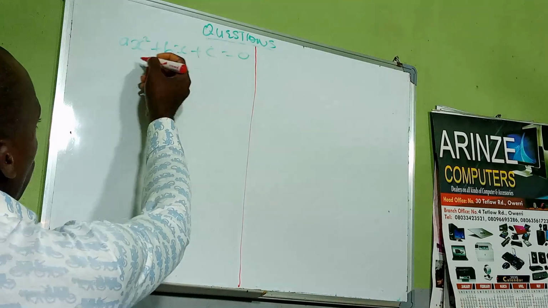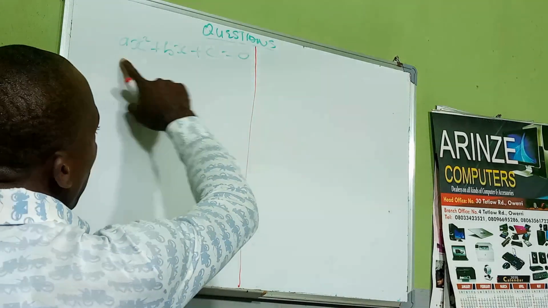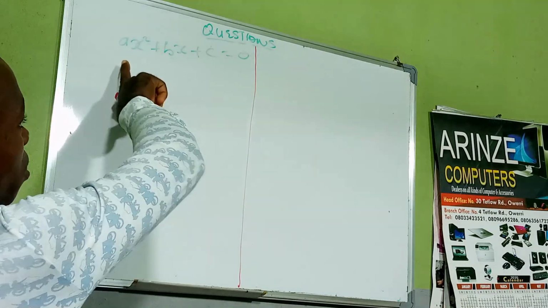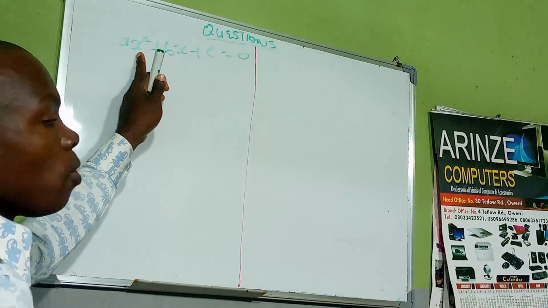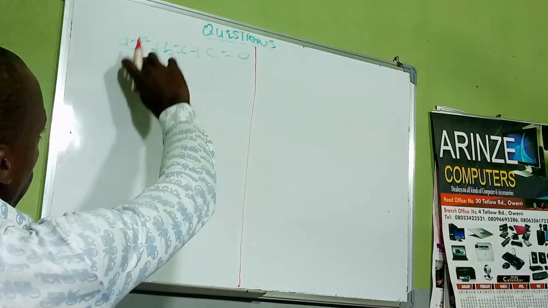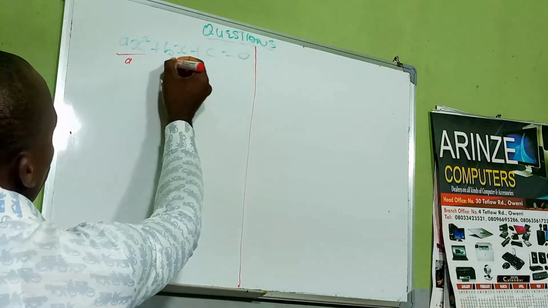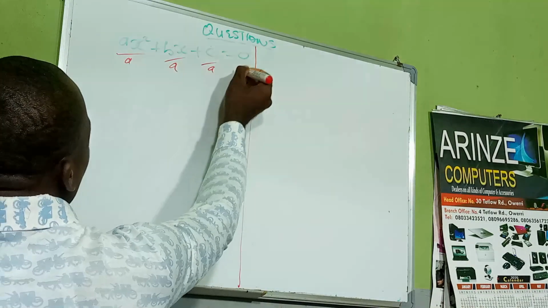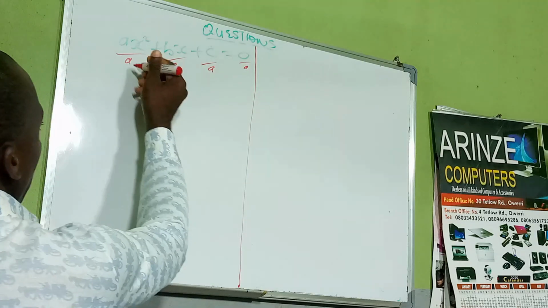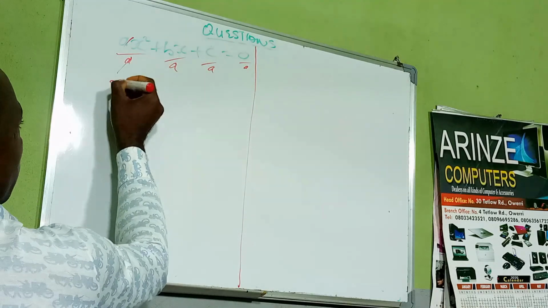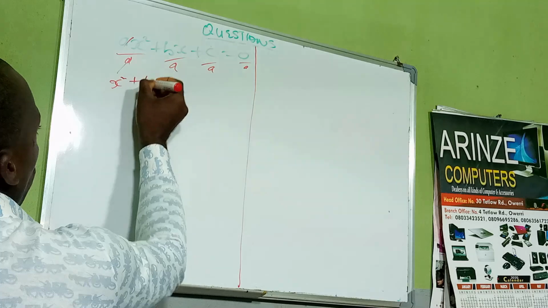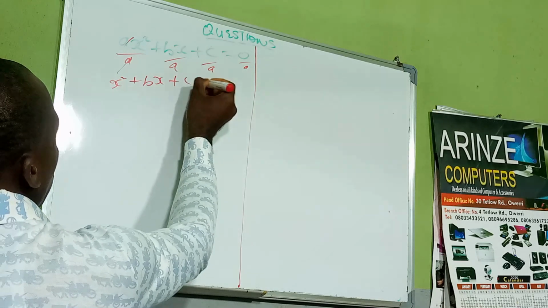So the first thing we'll do is divide through by the coefficient of the term with the highest power of x, which is x squared. So divide through by a. Now a will cancel a, and we'll have x raised to power 2 plus bx over a plus c over a equals 0.